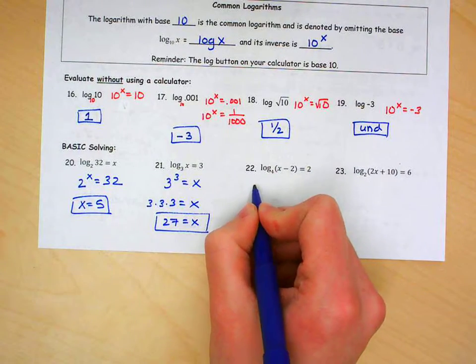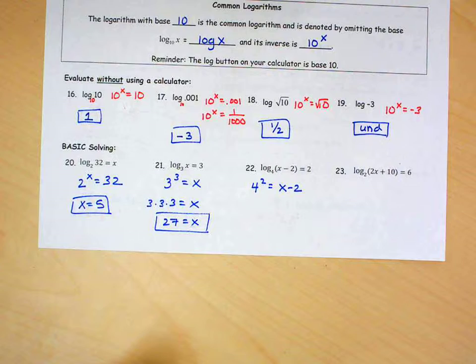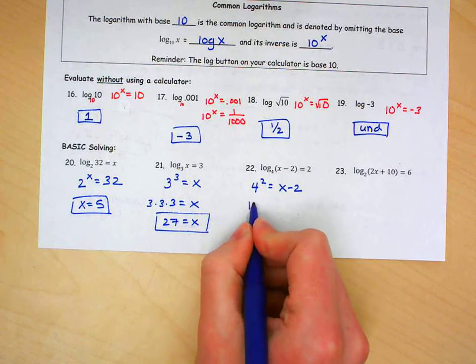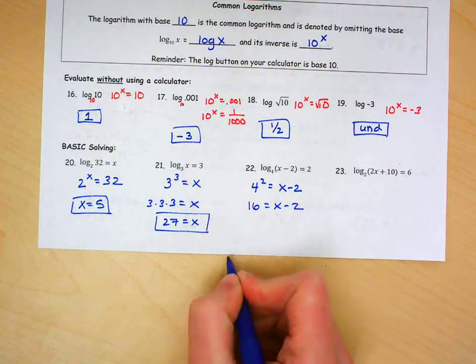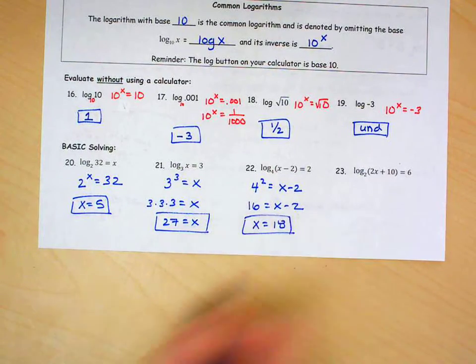Okay, well, now I have 4 to the second power equals x minus 2. Well, this really isn't too hard to deal with. 4 squared is just 16. I can add 2 to both sides. Well, that's going to give me x equals 18. Okay, go ahead and pause. See if you can do number 23. Give it a try. If you're on YouTube, go ahead and pause it. If you're in Edpuzzle, you should get a question.